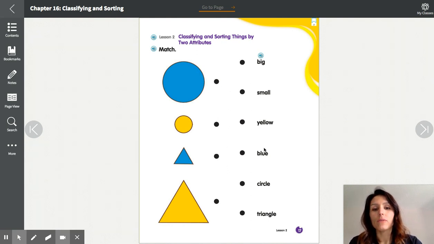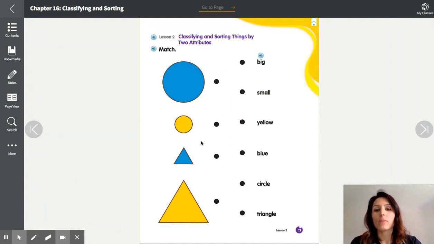Is it yellow or blue? Blue. So you're going to draw a line from here to here. Okay. Next, what shape is it? Circle or triangle? Yes, this is a circle. So draw a line from here to here.